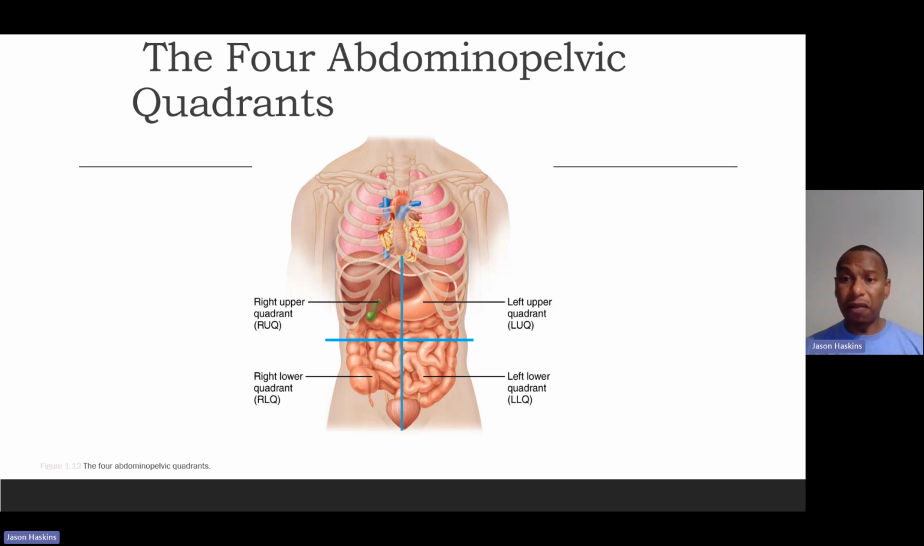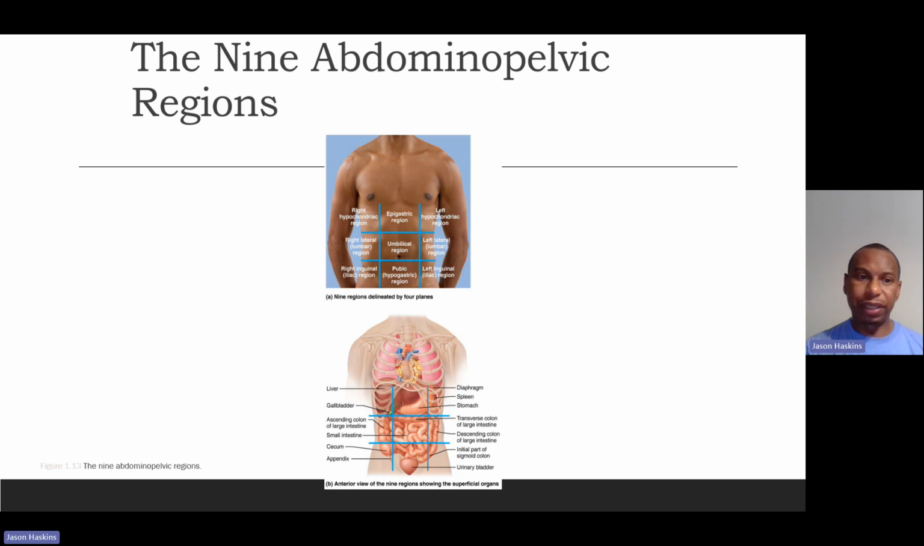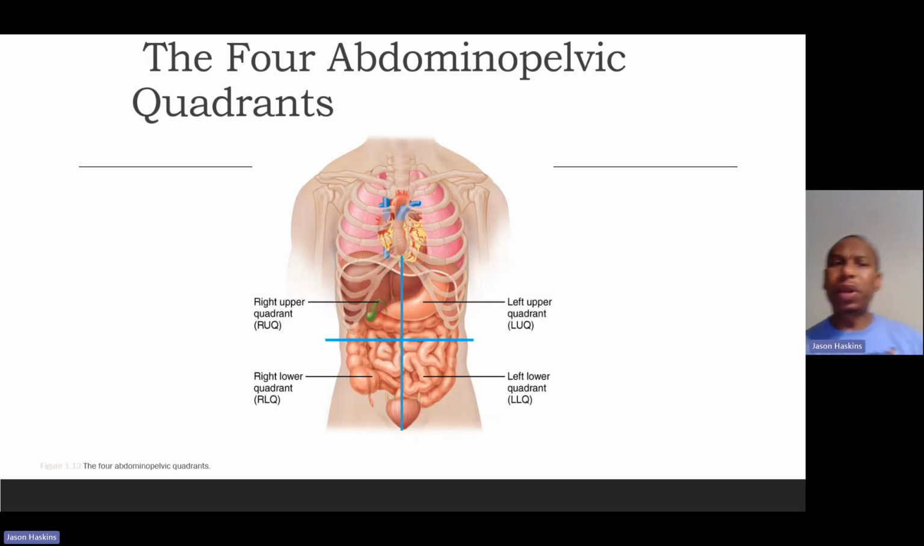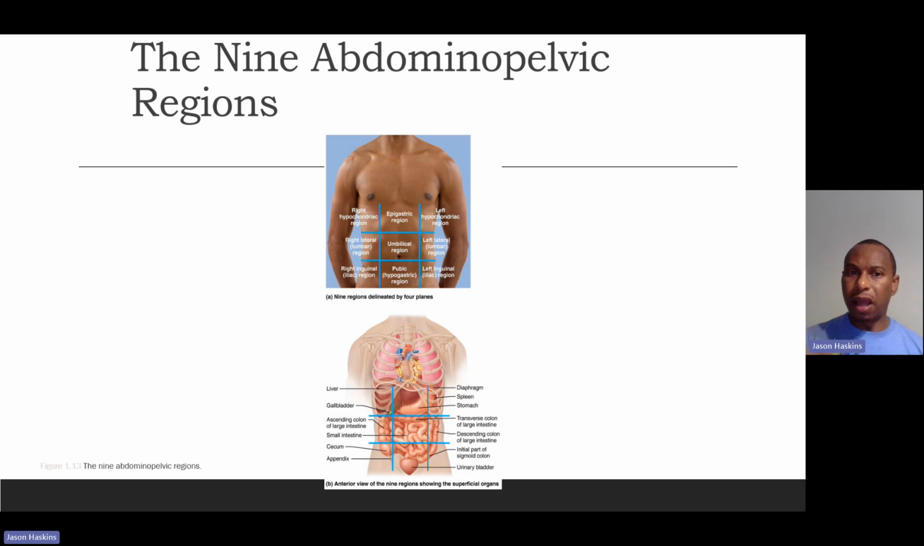In the abdominal pelvic cavity, because the vast majority of the organs are located there, that area is going to be divided into 4 quadrants or 9 regions. So those quadrants, you have the right upper quadrant, left upper quadrant, right lower, left lower. And then for the regions, obviously you're going to have your epigastric region, your umbilical region, your hypochondriac region.